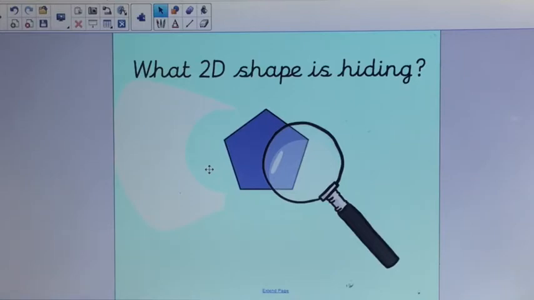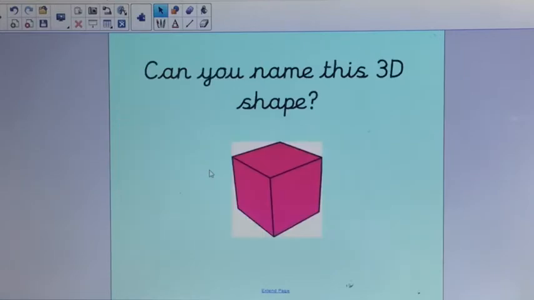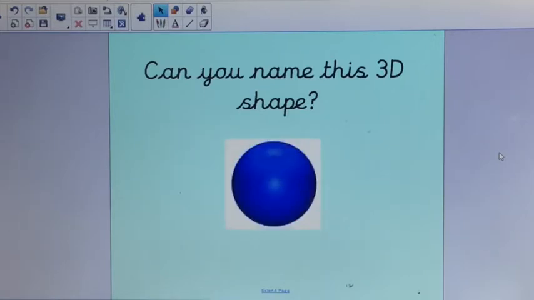Okay, moving on to our 3D shapes now. Can you name this 3D shape? I'm going to give you a few seconds. Tell your grown up, what is it? 3, 2, 1. Yes, it was a cube. Well done. Kind of like a 3D square. Super. Next one. What is the name of this 3D shape? Tell your grown up now. 3, 2, 1. Well done. It is a sphere.